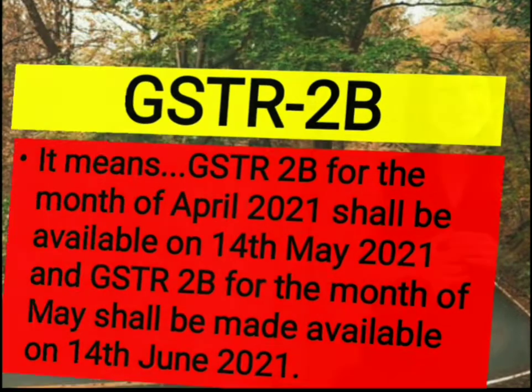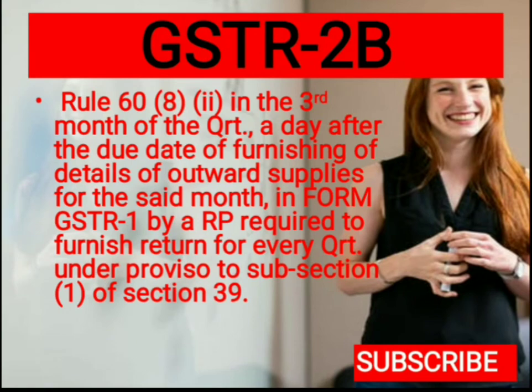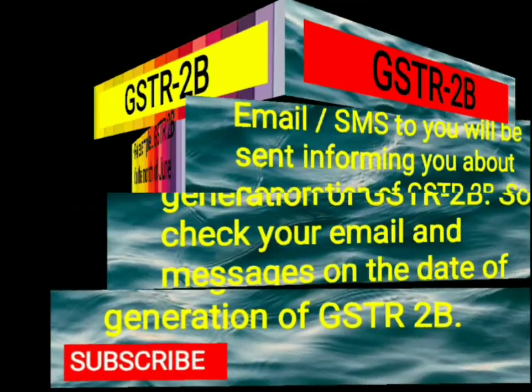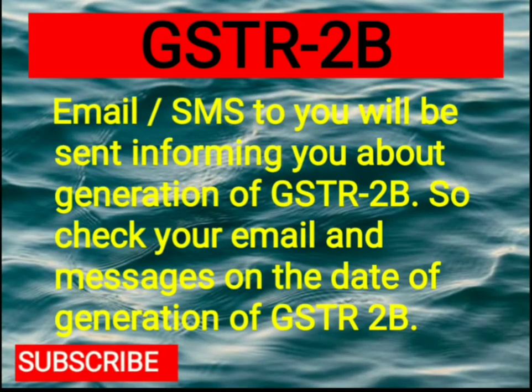In the third month of the quarter, a day after the due date of furnishing of details of outward supplies for the said month in GSTR1 by a registered person. It means GSTR2B for the month of June 2021 shall be made available on 14th July 2021. Friends, an email or SMS will be sent to you informing you about generation of GSTR2B. So check your email and messages on the date of its generation.